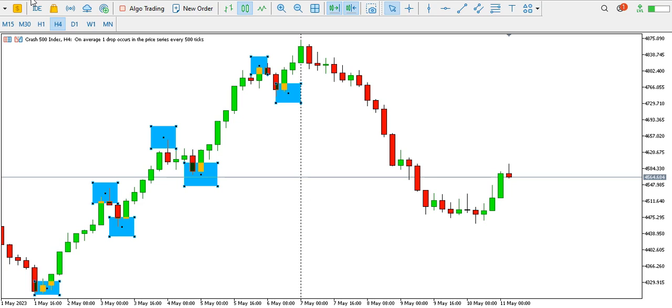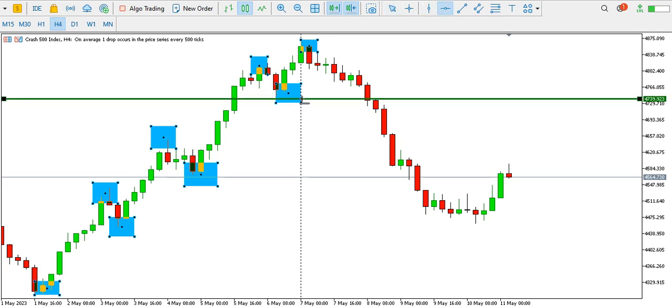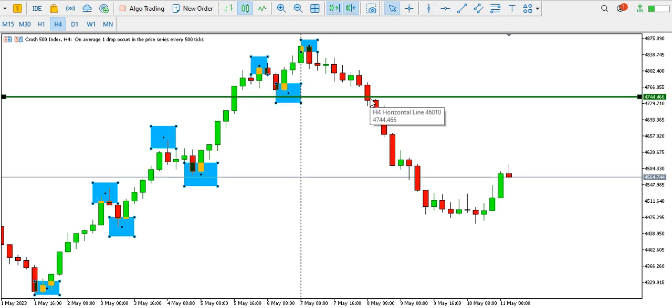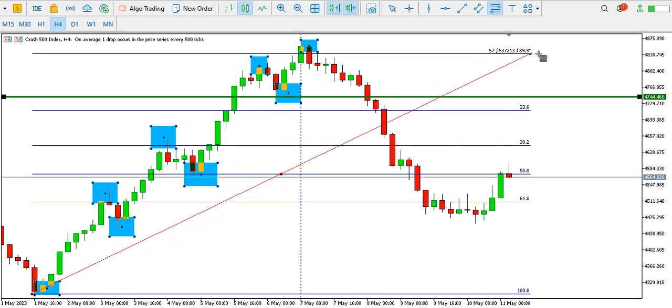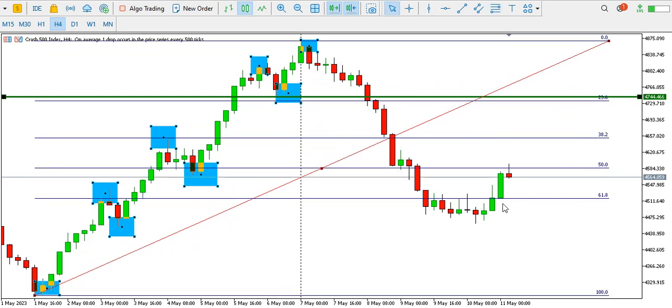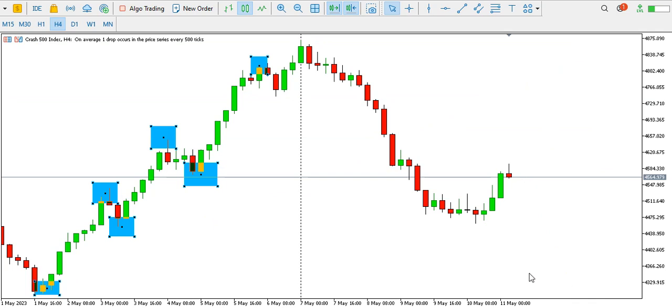Then we now have a higher high that ended up as a fake out, and price now broke this structure for us to have a change of character around here. Now price is already retracing this move. Let's look at our Fibonacci. It's already retracing this move around the 61.8 area. Is it going to go up, or is it going to continue down? Only time will tell. But we are on crash 500 index 4-hour time frame.